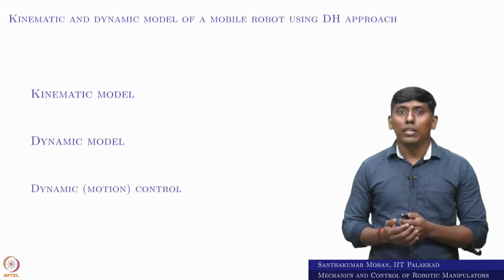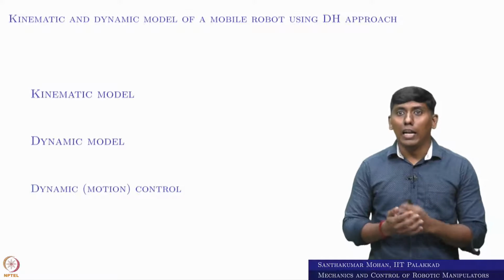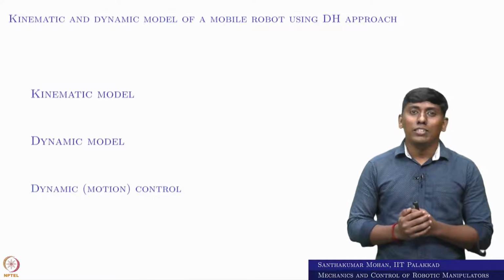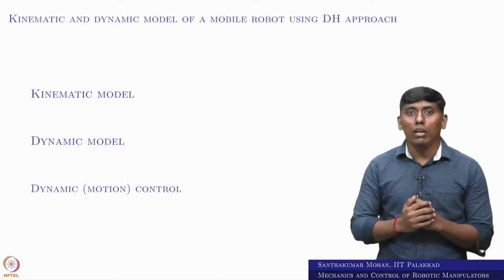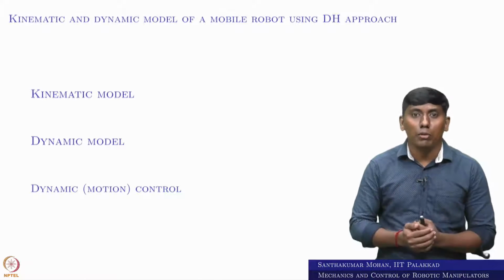So in that sense, what we are trying to do here is the kinematic and dynamic model derivation of a land based mobile robot using the Denavit-Hartenberg approach. We are going to see how to derive the kinematic model, up to the velocity level, then we will come back to the dynamic model, and then we will end with the dynamic motion control.